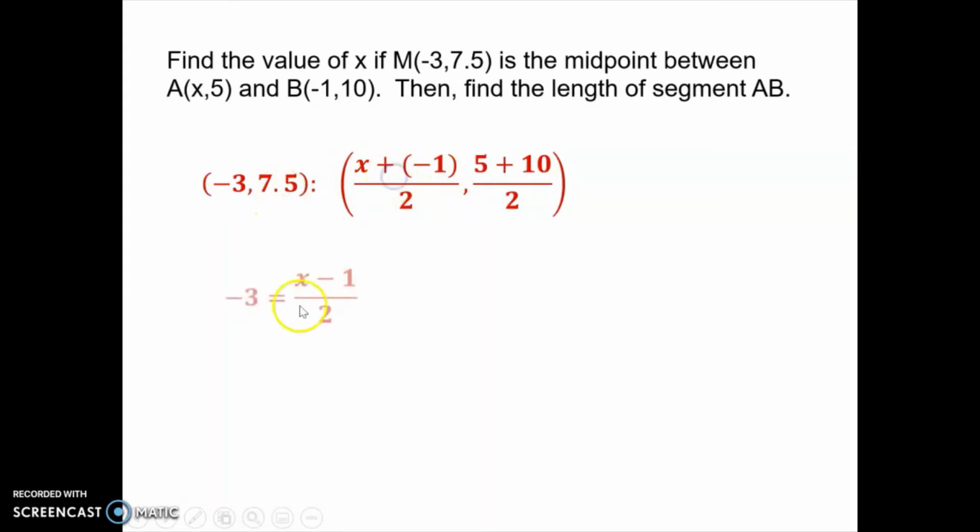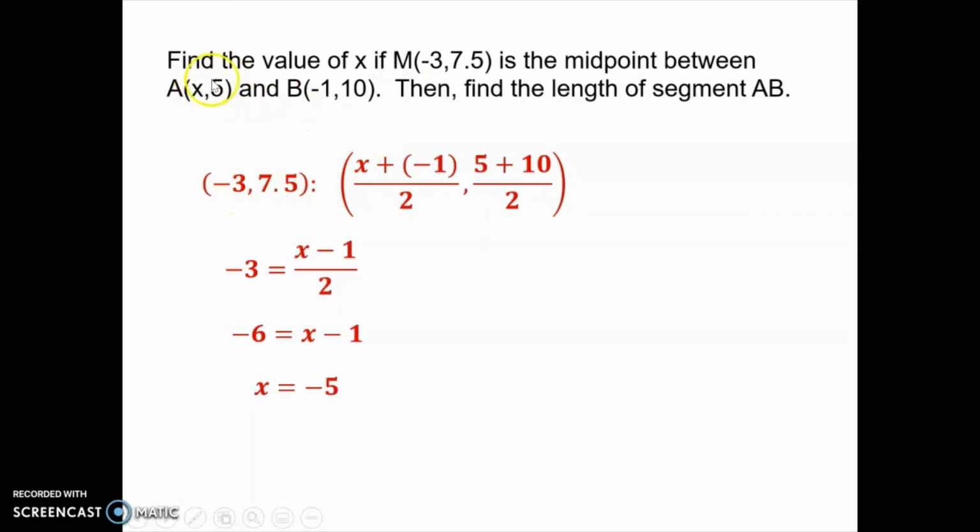But this one, try it. Negative 3 must produce, or this calculation must produce negative 3, because that's the one coordinate of the midpoint. So solve for x here. Okay, following through, multiply by 2 on both sides, and then move the 1 over. I got x equals negative 5. So now we know that that coordinate is negative 5.